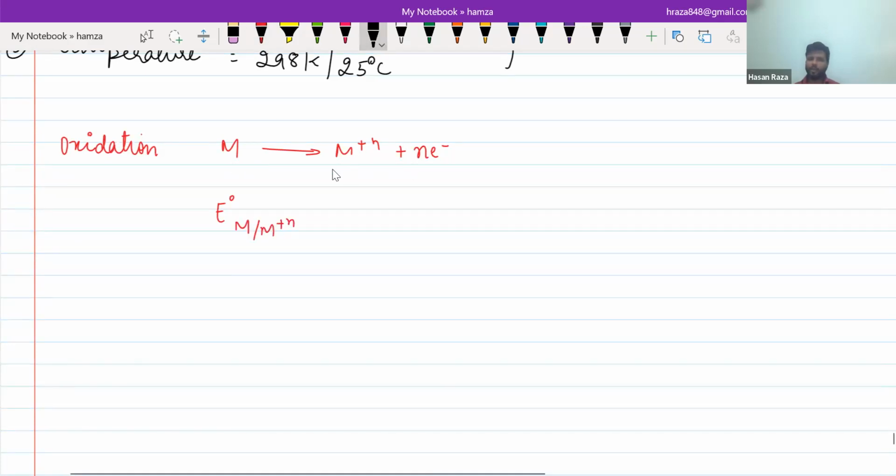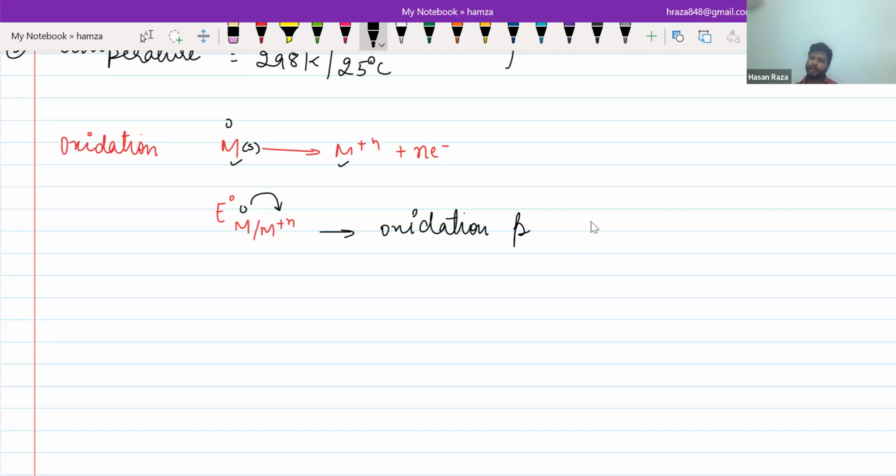So basically you can see M is converting into M plus N. In this state, solid state, elemental form, the oxidation state is 0. So you can see 0 is converting into plus N. That means this is oxidation potential. And we denote it as OP, oxidation potential. And just remove this naught for this E.